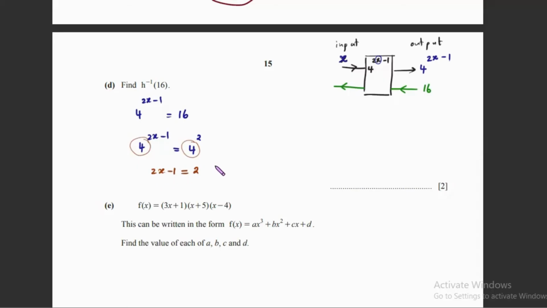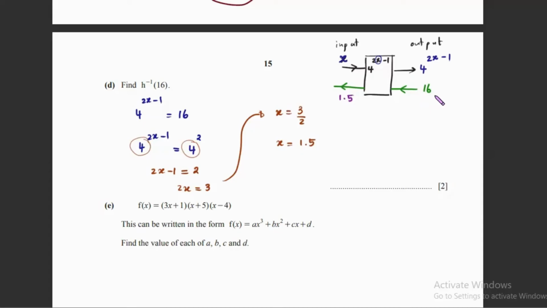So I need to take the minus 1 to the other side. It becomes plus 1. So 2x will be equal to 2 plus 1, which is 3, which means to find what x is, I need to divide the 3 by 2. So it gives me the answer 1.5 as the value for x, which means for this 16, which is the input, the output that I get using the inverse will be 1.5. Now, if I explain it the other way around, if you send in 1.5 inside the function machine, we will get an output of 16.